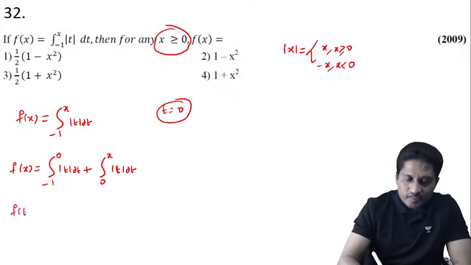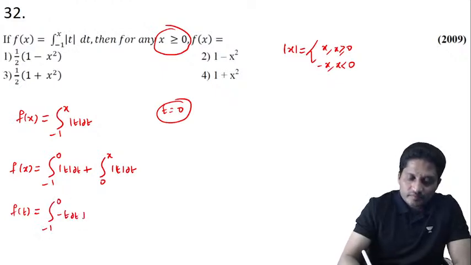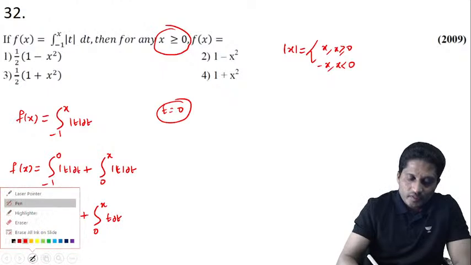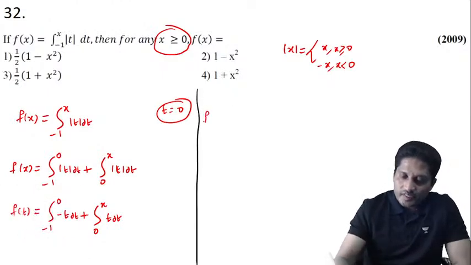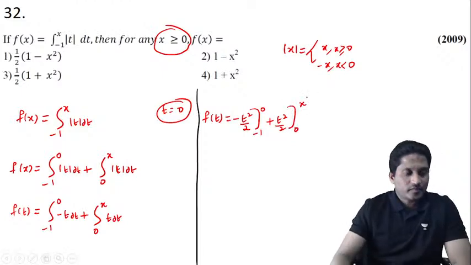Now this f of x is equal to integration of minus 1 to 0. Modulus of t is minus t, plus integration of 0 to x, and then this is t dt. Now if I integrate, f of x is equal to minus, you keep as it is, integration of t is t square by 2 between the limits minus 1 to 0. Integration of t is t square by 2 between the limits 0 to x.